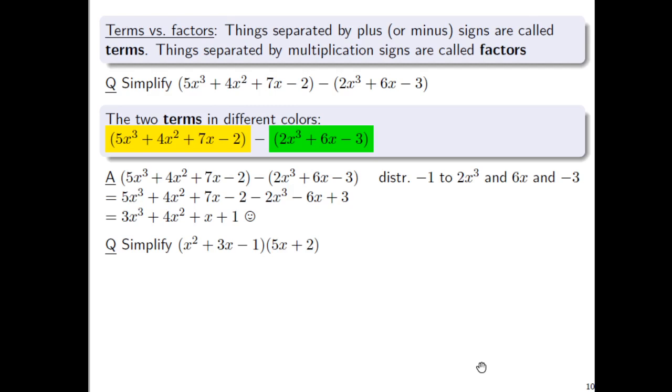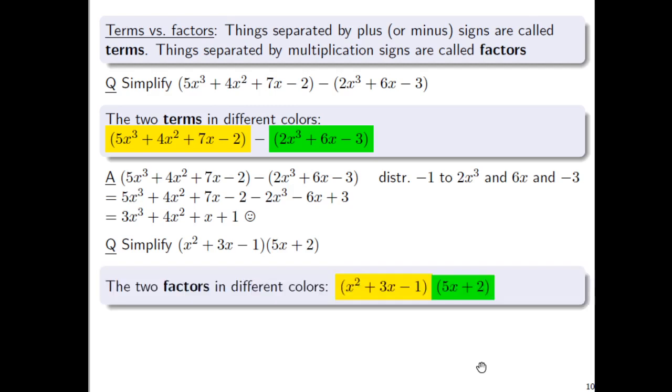Let's simplify this product. So we have x to the second plus 3x minus 1. That is being multiplied by 5x plus 2. And so here, to illustrate this terminology of factors, those are separated by multiplication signs. And so what's in yellow, what's in green, they are being multiplied together. Even if there's no multiplication sign, no symbol, multiplication signs are often not written. So the two things in yellow and green, those are the two factors.